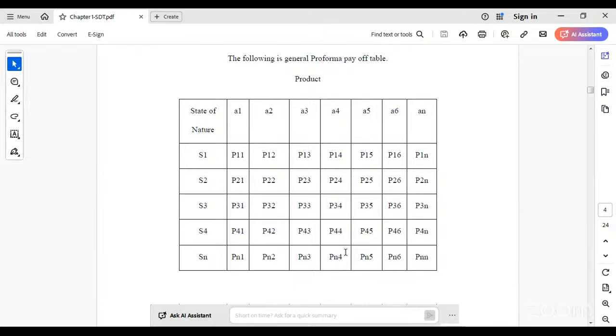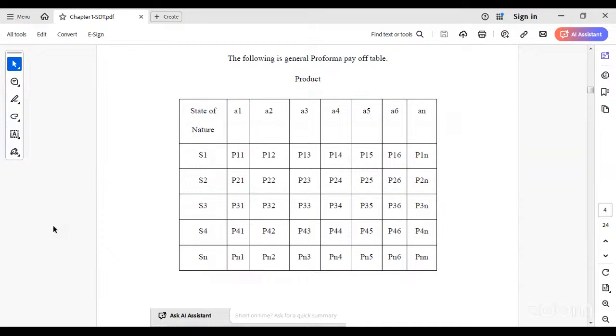So here the top is the product. For this payoff table, each and every one of you should listen properly. This is the state of nature, supply, and this is the demand. State of nature: S1, S2, S3, S4, and so on up to Sn. Actions: A1, A2, A3, A4, A5, A6, and so on up to An.